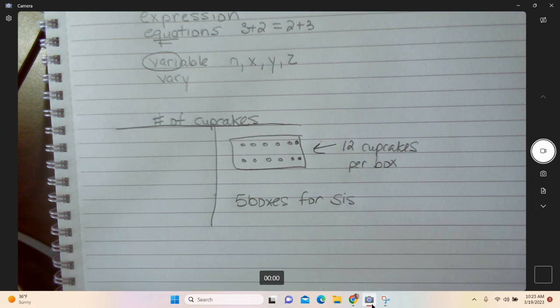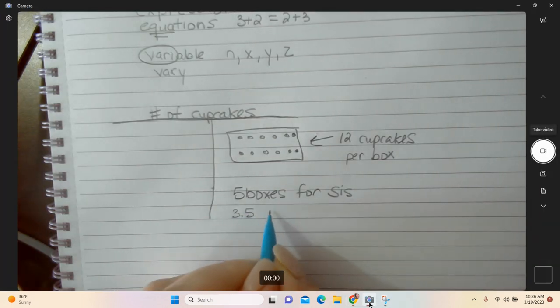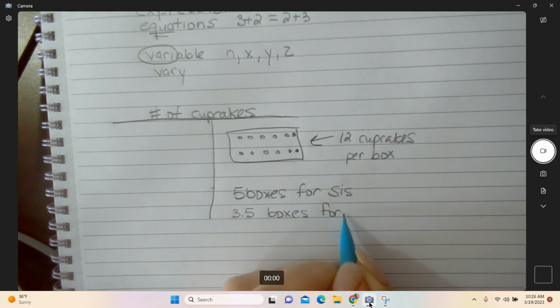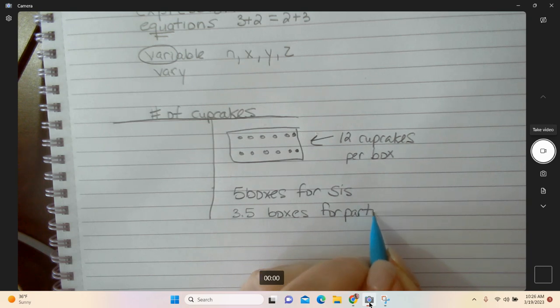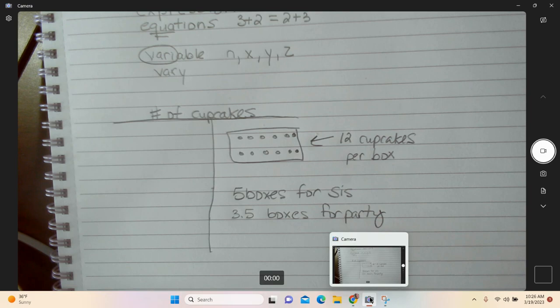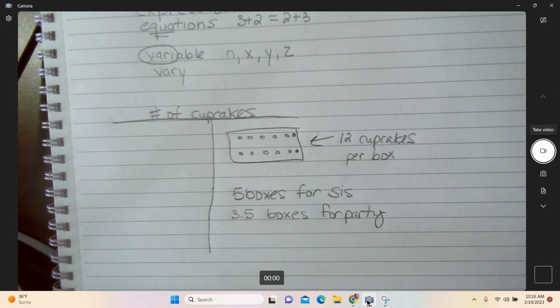And then what did it say? He ordered 3.5 boxes for the party. Okay, 3.5 boxes for party. Okay, so now, can you tell that I really am doing the math right here, right along with you, figuring it out? All right, and now we just have to write an expression that shows how you would find the number of cupcakes, total number of cupcakes. All right, so I think we can do that, right?